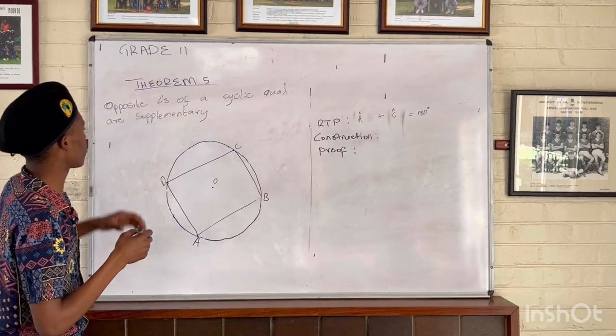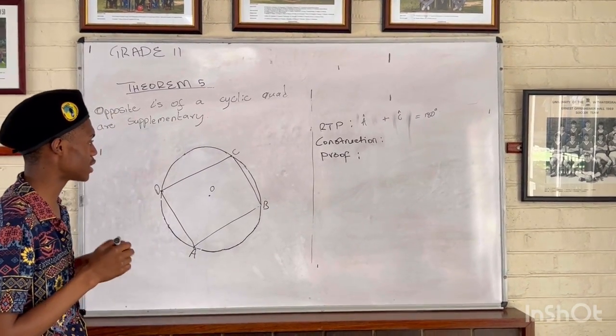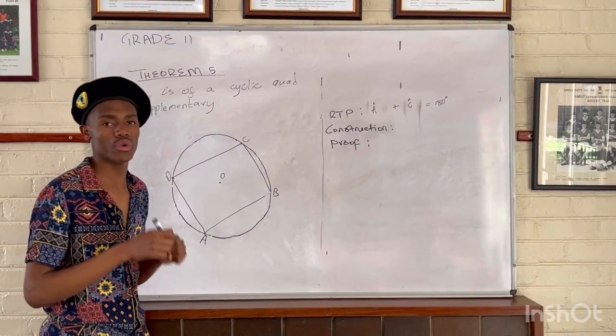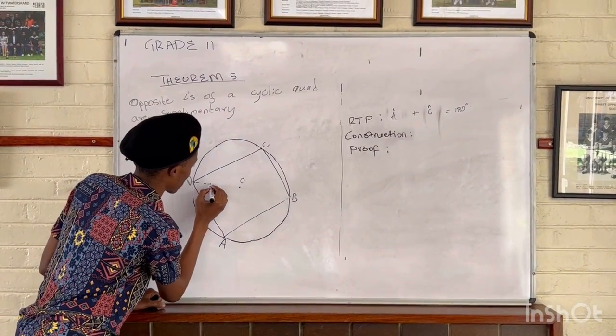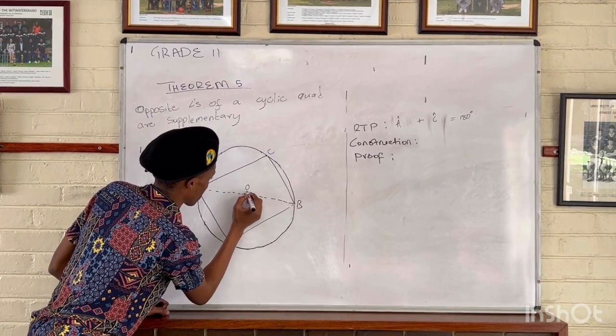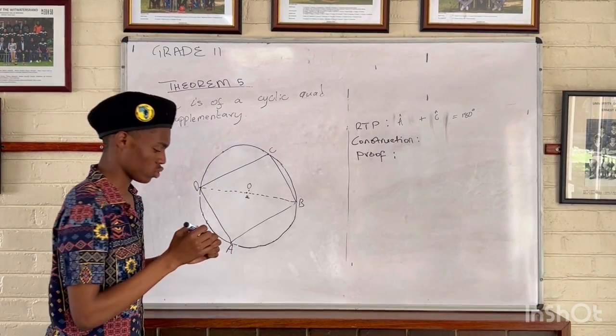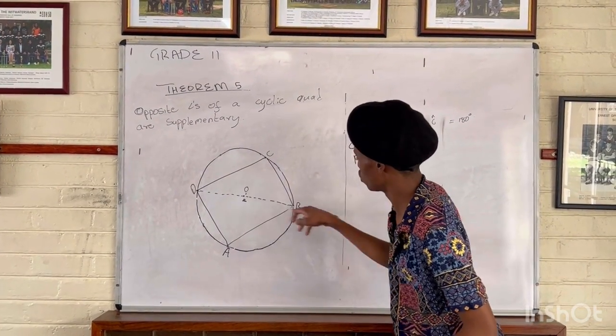In theorem 5 we are required to prove that opposite angles of a cyclic quadrilateral are supplementary. First, when we prove, we know that we have to construct. So let's do that right now. We have constructed a line that passes through the center O.